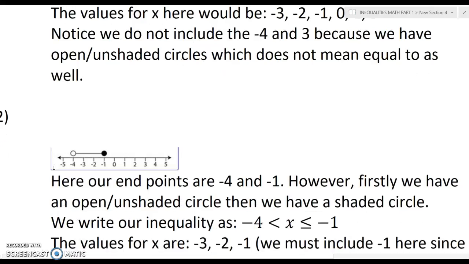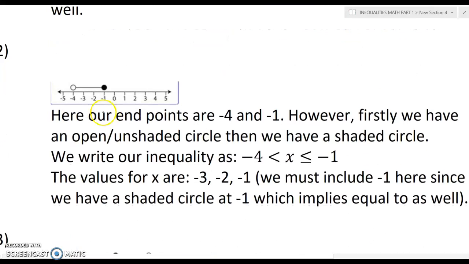Let's look at another one. Let's look at our two endpoints here. One endpoint is -4, and one endpoint is -1. So we have -4, we have -1, and let's put the x in the middle. Now we have an open circle, right? So that will be just that. And then we have a shaded or solid circle here, so we must include the equal to part there. Understand? Again, whenever you have the two endpoints, the direction of the inequality will always be like this, right?